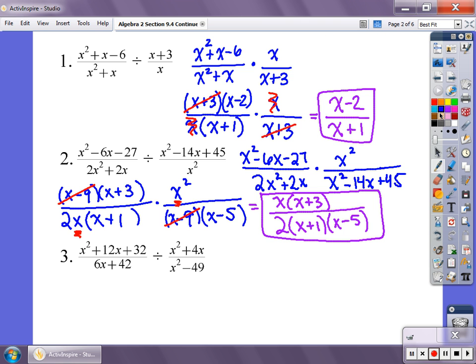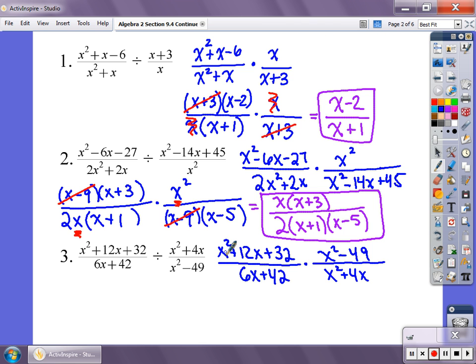Last one, we're going to rewrite. Remember, you're going to multiply by this reciprocal. So the first one stays the same, x squared plus 12x plus 32 over 6x plus 42. Change division to multiply. And then this comes to the top, x squared minus 49. This goes to the bottom, x squared plus 4x.